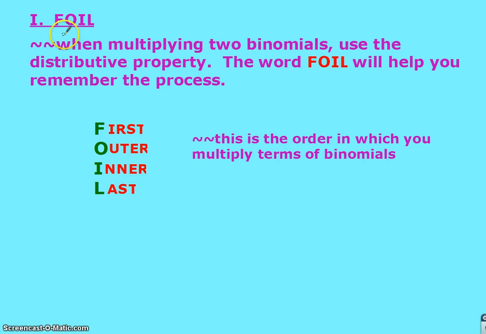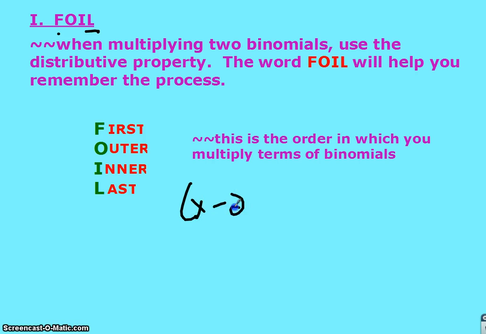This is often referred to as FOIL. When you're multiplying two binomials, you'll use the distributive property. So FOIL and distributing are basically the same thing, and they're both going to be using multiplication. FOIL stands for first, outer, inner, last.